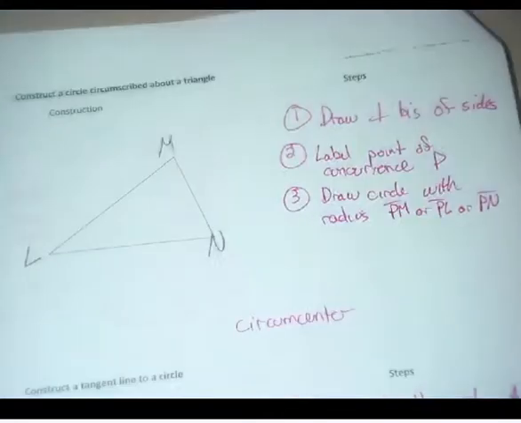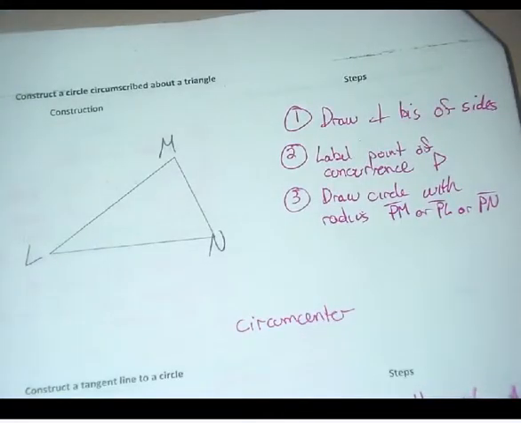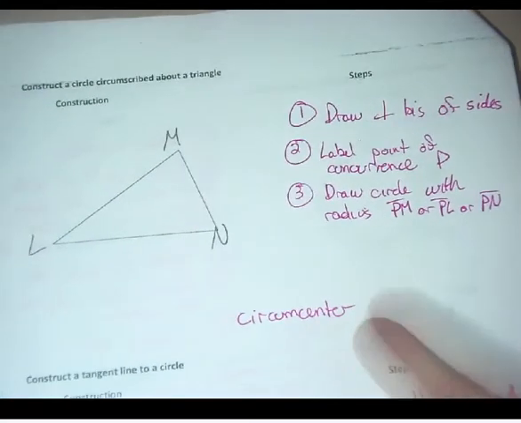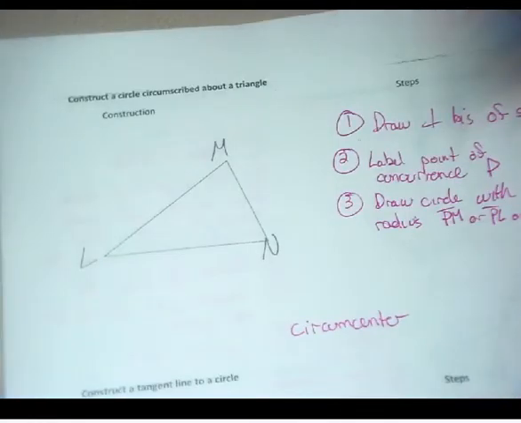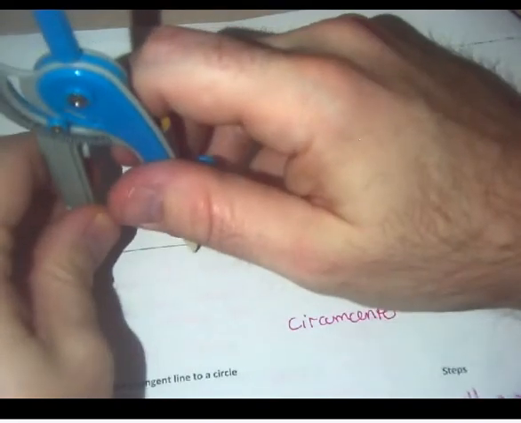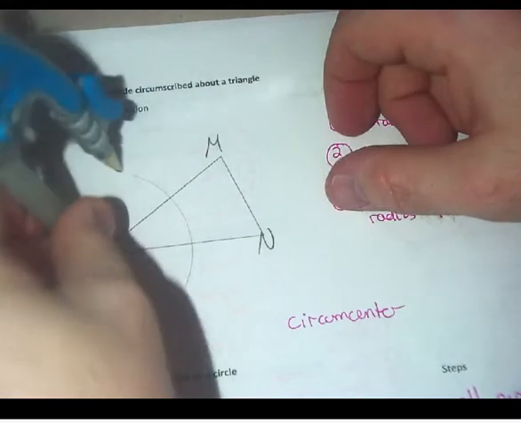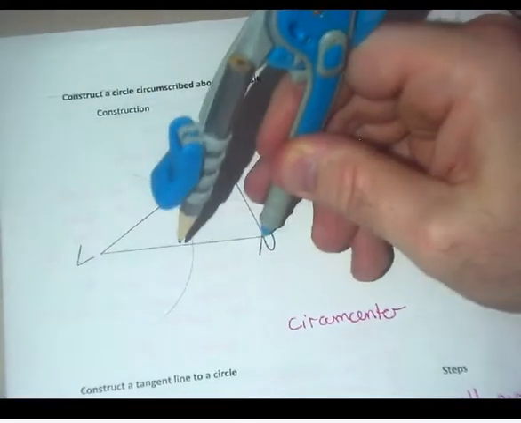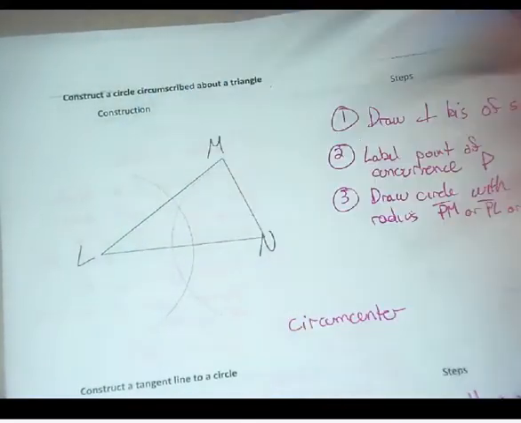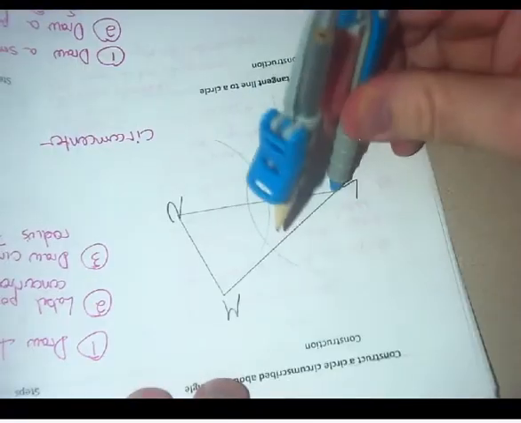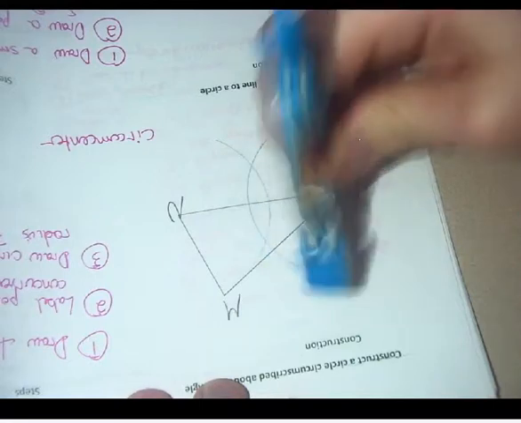Now we want to construct a circle circumscribed about a triangle. So the circle's now going to go on the outside. It's going to go around. So we're going to draw the perpendicular bisectors of the sides. Remember, the point of concurrency is the circumcenter. We saw that earlier. So perpendicular bisectors, so arcs from one and arcs from another side. And then I'm going to do the same thing from L and M.